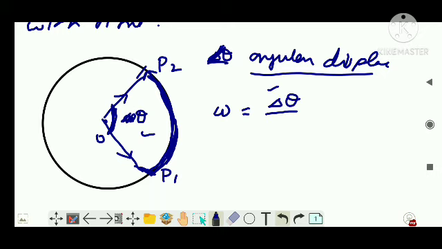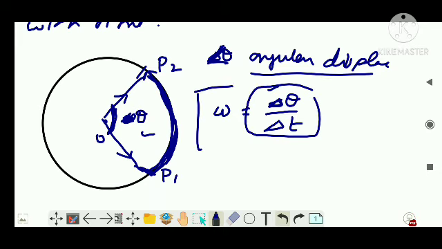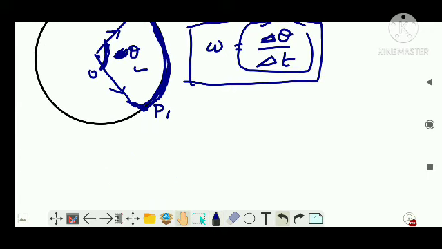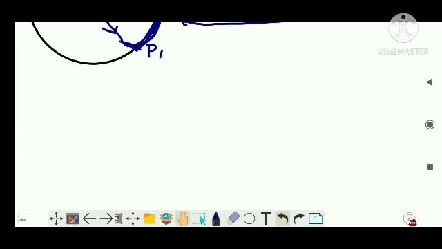So I just told you what angular velocity is, the rate of change of displacement. It's better you take angular displacement as theta itself. So the rate of change of displacement, I will write as delta theta divided by delta t. Clear? So this equation is also very important: omega is equal to delta theta by delta t.